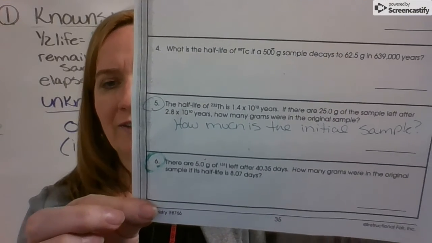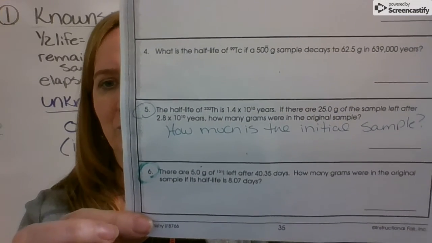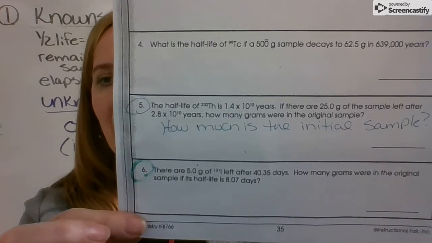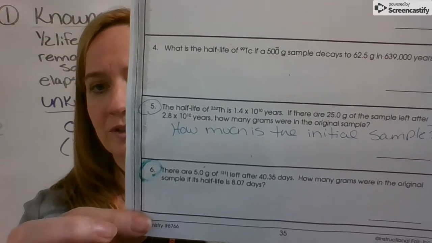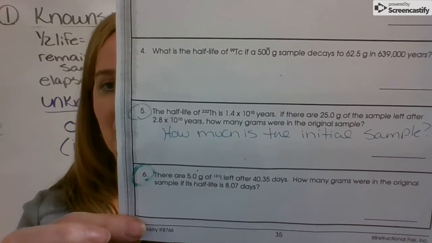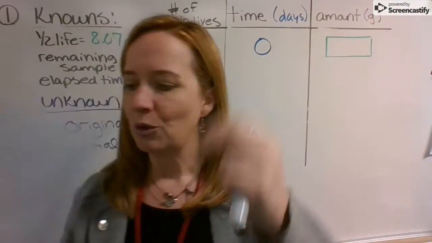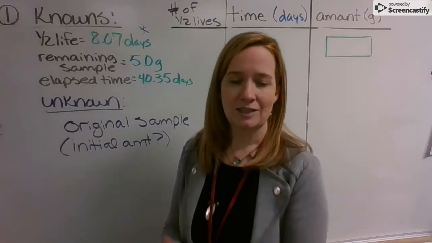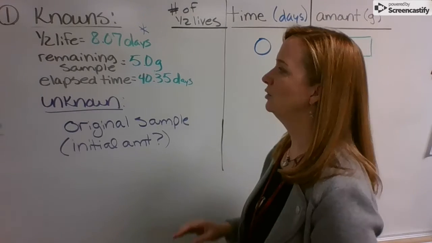There are 5 grams of iodine left after 40.35 days. How many grams were in the original sample if its half-life is 8.07 days? So we're going to take a look. And again, the solution key is on Google Classroom if you want to check out that solution key.